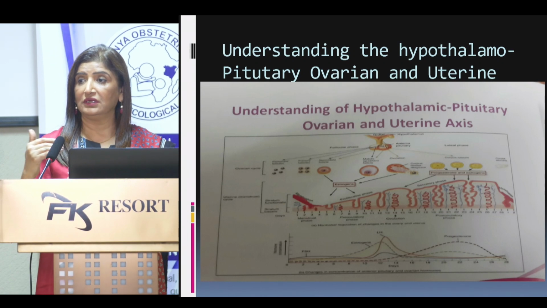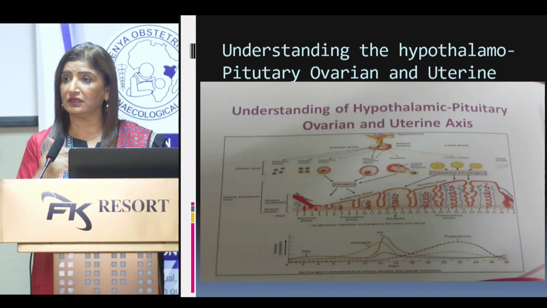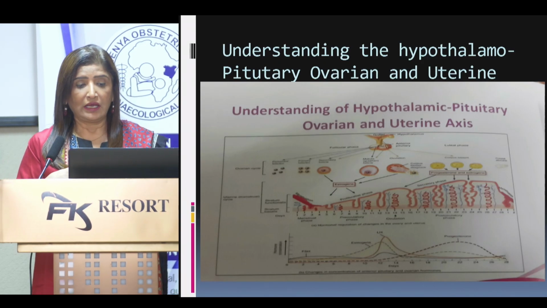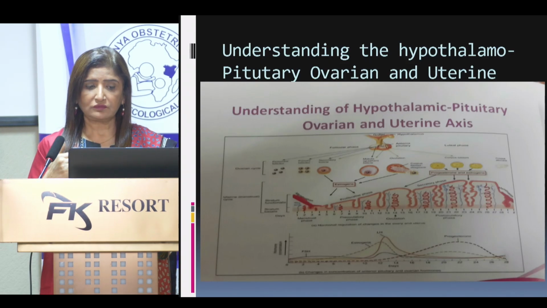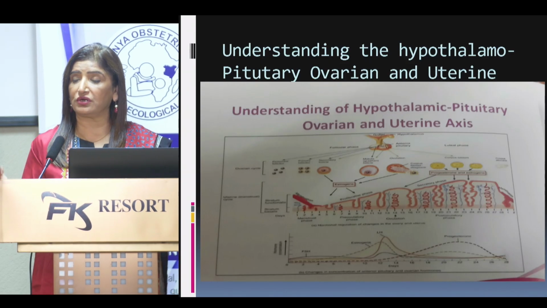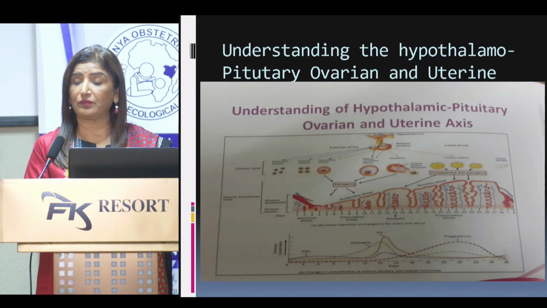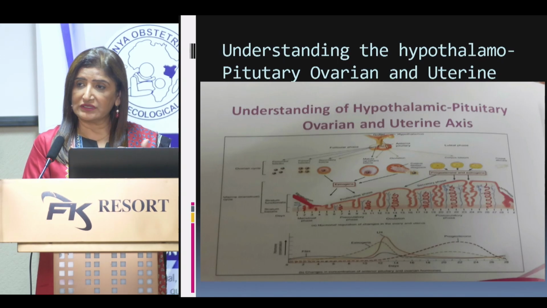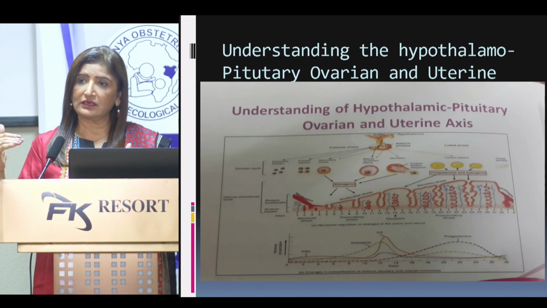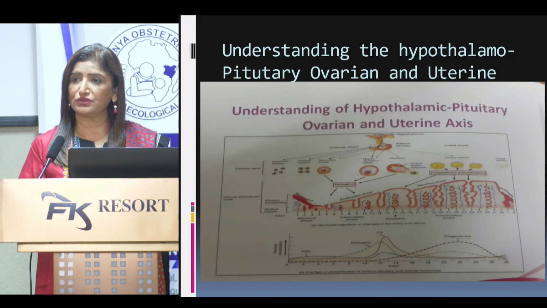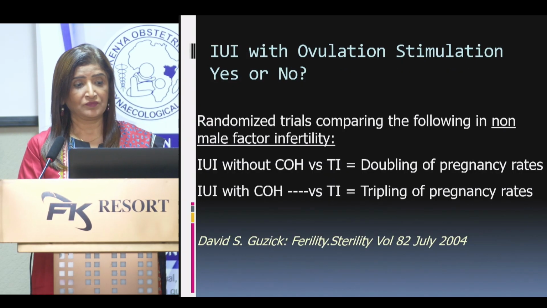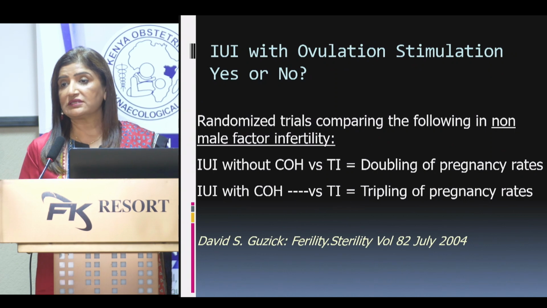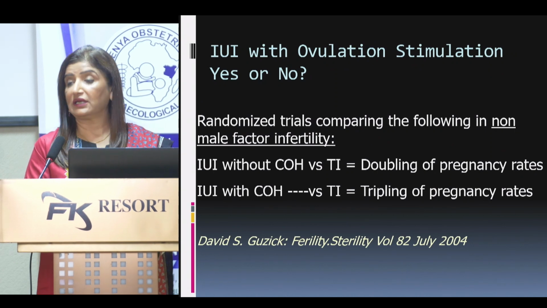The endometrium starts becoming thicker in response to the estrogen, and once the follicle is released, in the second half it is the progesterone which will be released by the corpus luteum. So first half is estrogen and the second half is progesterone, and there are peak progesterone levels which are important to sustain the pregnancy. So now with this background, let's go to the ovulation induction.